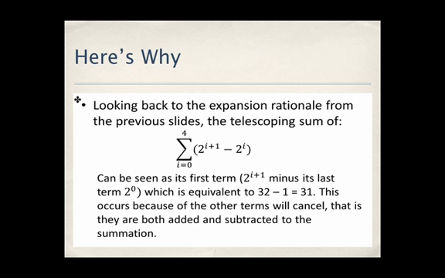Now we'll explain why this works. Looking back to the expansion rationale from the previous slide, the telescoping sum of the summation from i equals 0 to 4, the same sum as you saw before, can be seen as its first term, 2 to the 4 plus 1, minus its last term, 2 to the 0, which is equivalent to 32 minus 1 equals 31. This occurs because the other terms will cancel, that is, they are both added and subtracted to the summation.